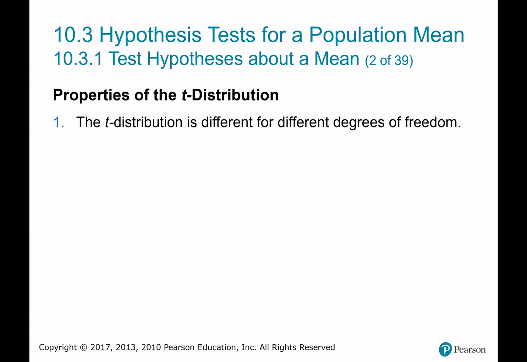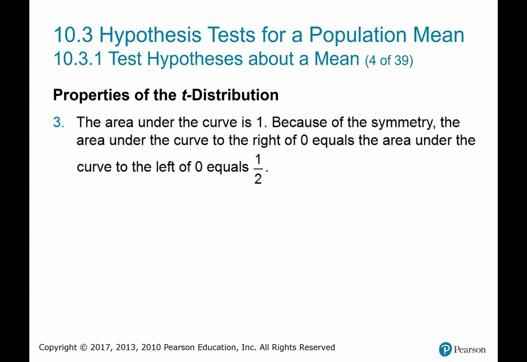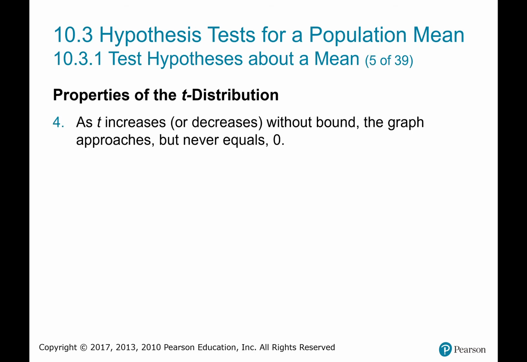Okay. So the t-distribution is different for different degrees of freedom. We know that because that's why that table has so many different values. Each one represents a different degree of freedom. The t-distribution is centered at 0 and is symmetric about 0. We talked about this already. We know it's 1/2 on each side of 0. As t increases or decreases without bound, the graph approaches but never equals 0. So farther left, farther right, it gets close to 0. It's an asymptote.